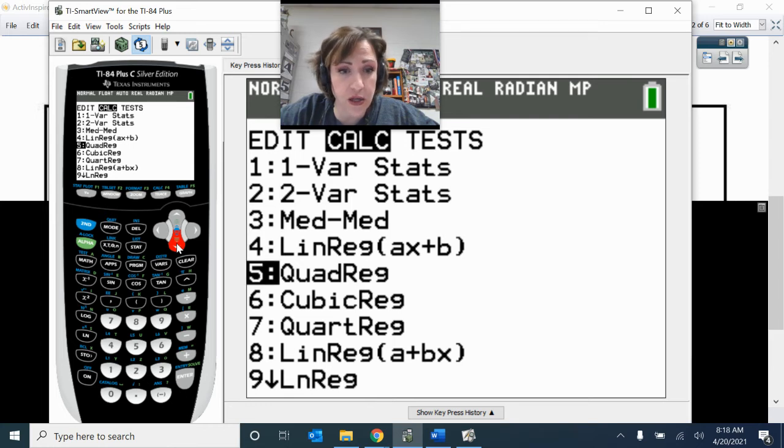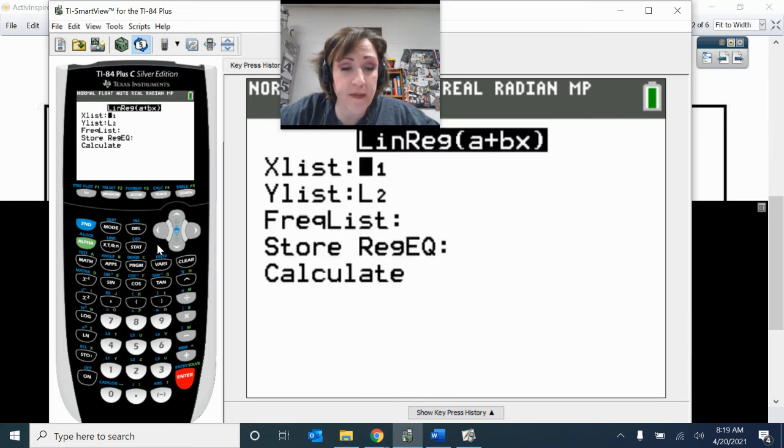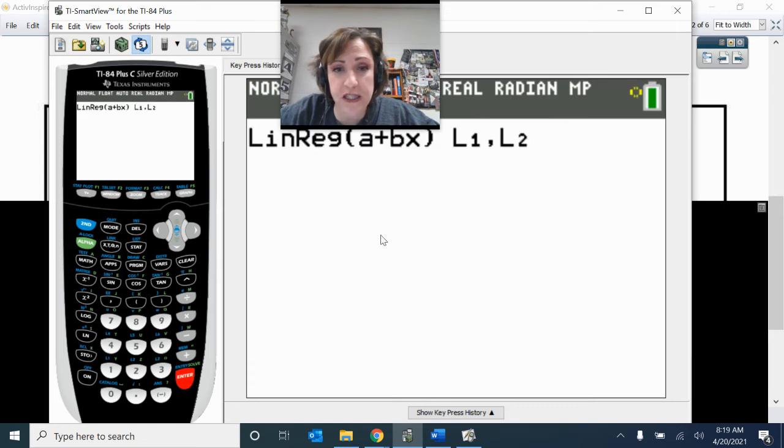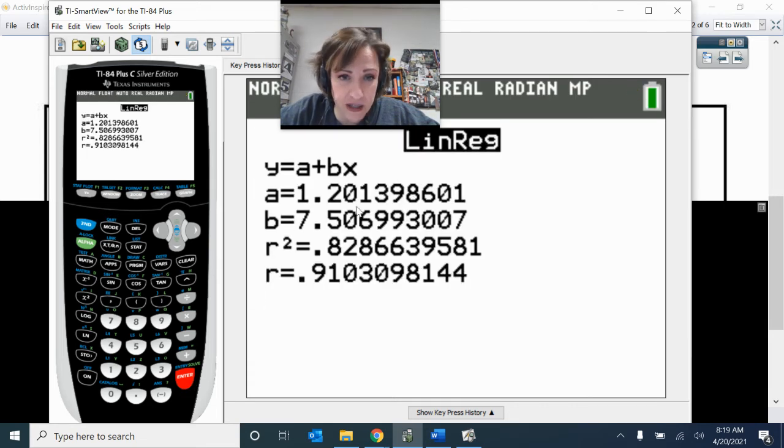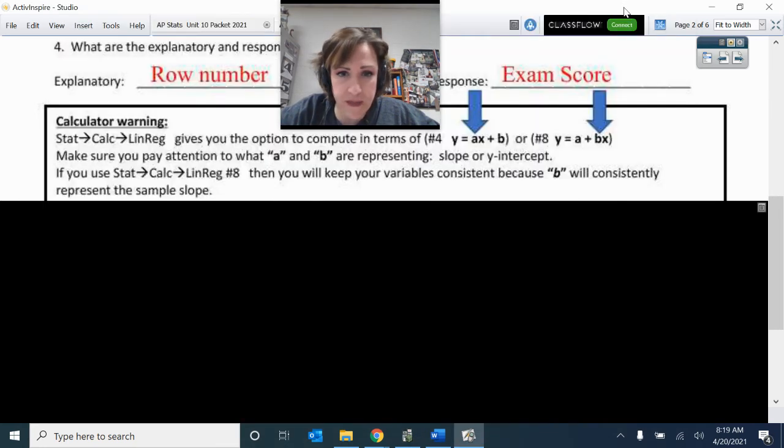Now mine is different data, so I'll go and do this real quick. When I go StatCalc number 8, and then I have my data in L1 and L2, mine's going to be different from yours because I was doing some other answer keys last night. See, looky here. It tells you up at the top, y equals a plus bx. So if you're ever not sure which variable is the slope, it's the one with the x. So in this case, b is the slope. Okay, so there's your little calculator warning. You may want to switch over to LinReg number 8.